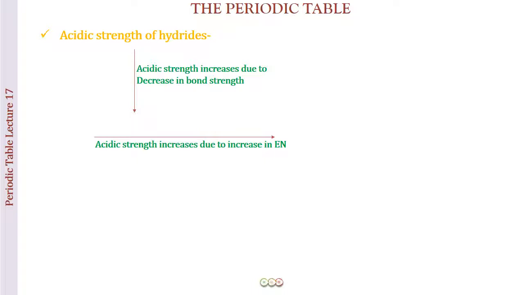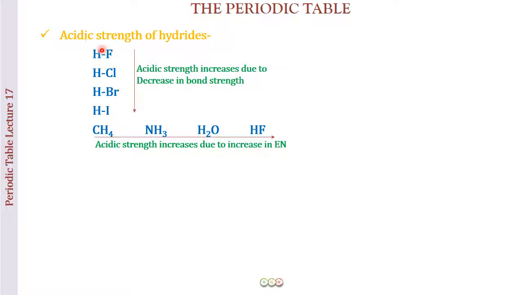The next application of electronegativity would be in checking the acidic strength of the hydrides. First of all, what are hydrides? Hydrides are the compounds between any element and hydrogen. For example, we have HF, HCl, HBr, HI. We have CH4, NH3, water, HF. All of these are hydrides. Now when we have to check the acidic strength of hydrides, what do we mean? We want to see which of these acids is going to release an H ion more easily, right?